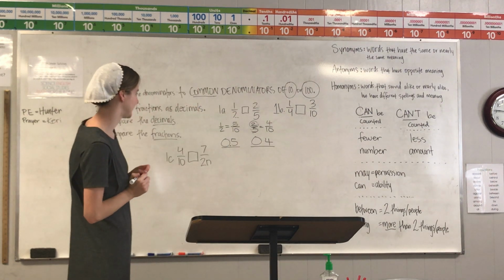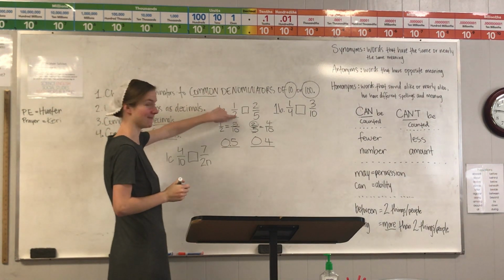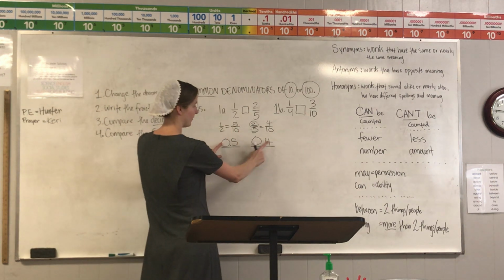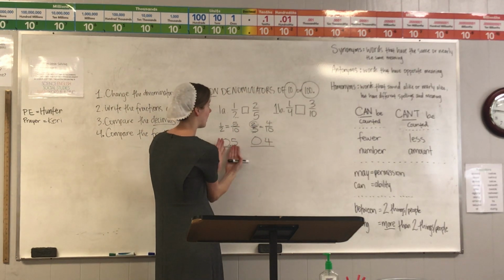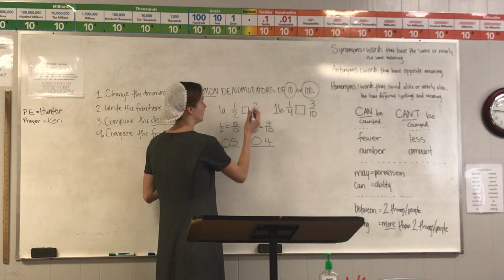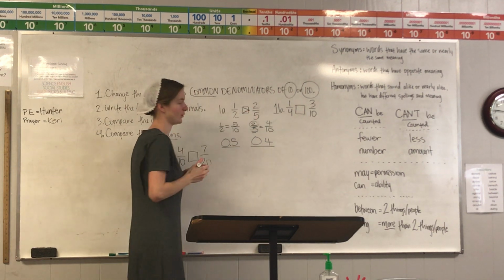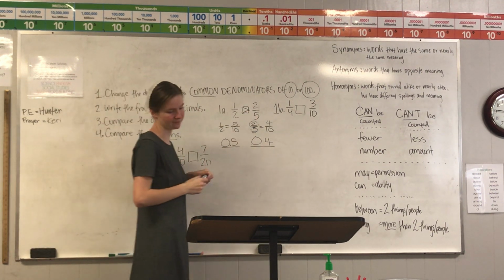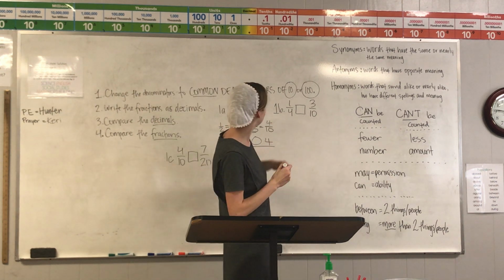Allie, which one's the biggest? 1/2 is. Because you compared 0.5, 0.4, this one is bigger, so obviously if you go up, 1/2 is bigger than 2/5. So we're going to do a greater than sign. 1/2 is greater than 2/5. Let's go to this one.